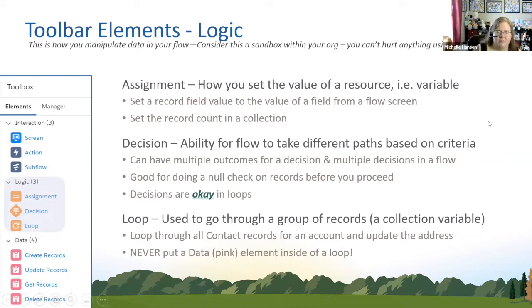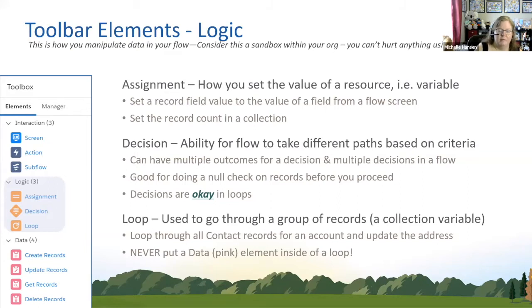Decisions: you can actually have your flow do different things based on certain criteria. So maybe you want to know of all of those accounts, are they business or residential? So we're going to go through and ask, is this a business account? Okay, then I need to do something. Or if it's a residential account, I need to do something else. This is also really good for doing a null or an empty check on records before you proceed.